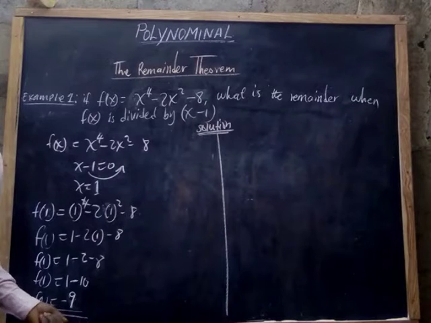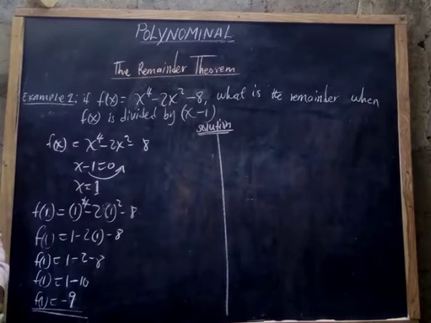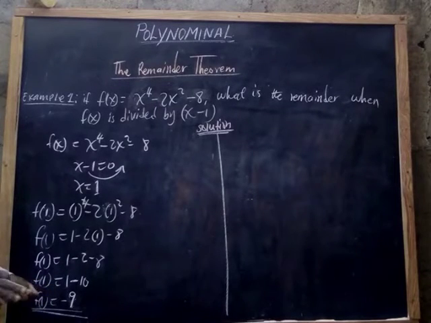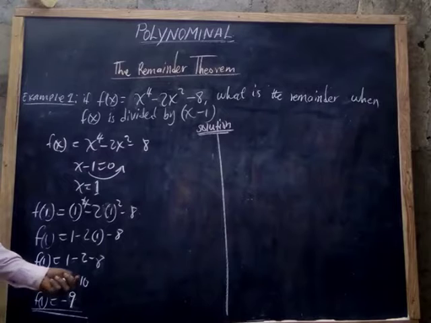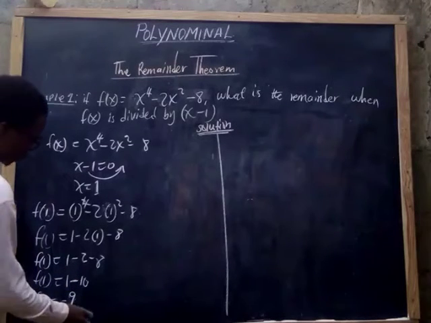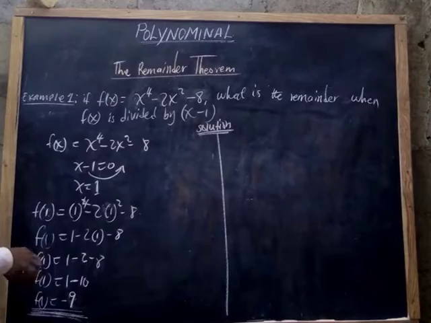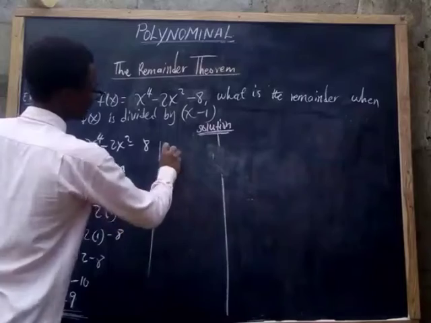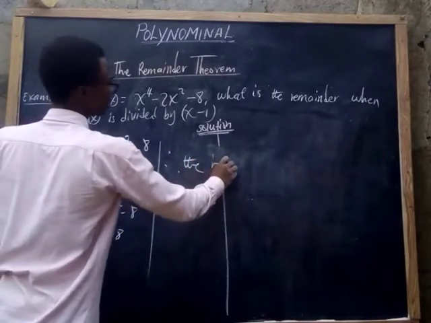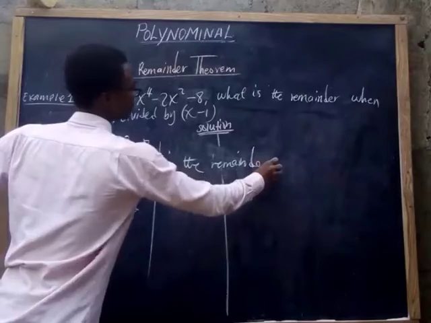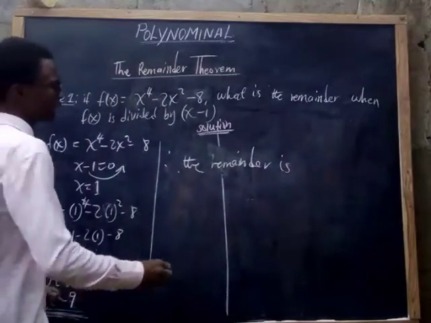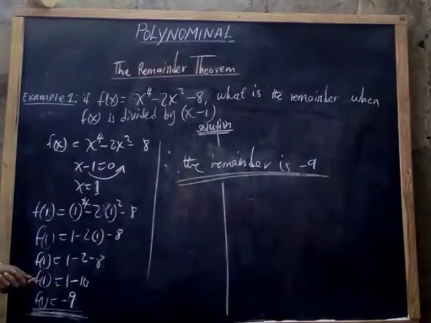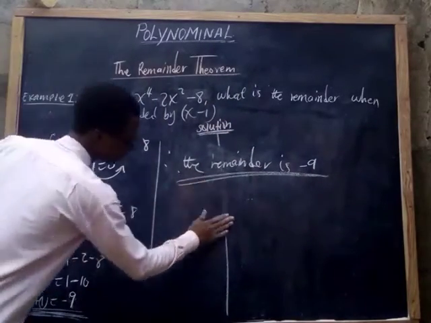So if you don't understand this concept, I urge you to go and watch algebra, especially the addition of algebra. If you understand algebra, you will not struggle when you are in this topic. Do you see it? So the remainder is what? Therefore, the remainder is minus 9. This is your answer, in case you are asked what is the remainder.